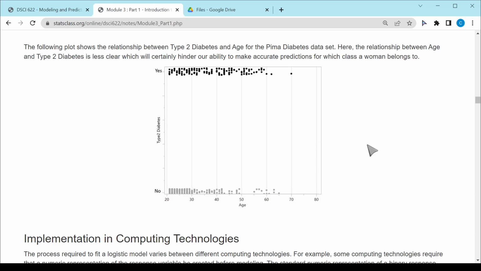Now here is the actual data. I have on the y-axis again, no, they do not have diabetes, and up at the top is yes, they do have diabetes. And you can see that it's going to be much harder for the actual data to discriminate between not having diabetes and having diabetes. We will see our logistic model here is not a great logistic model, and that is because age does not do a real good job of discriminating between these two situations.